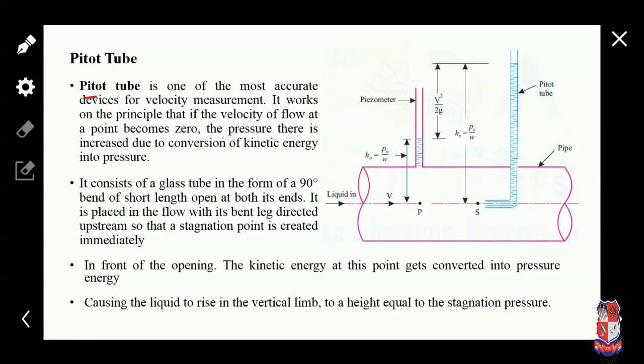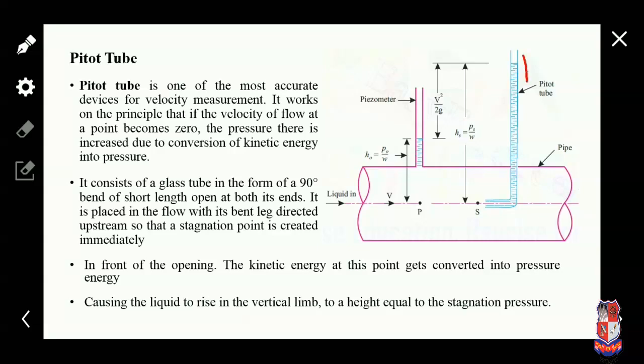First, the Pitot tube is the most accurate device for velocity measurement. It works on the principle that if the velocity of flow at any point becomes 0, then the pressure at this point is increased due to the conversion of kinetic energy into pressure. The Pitot tube works on this principle.